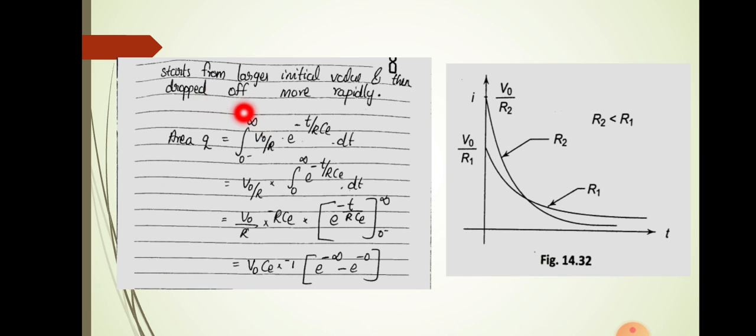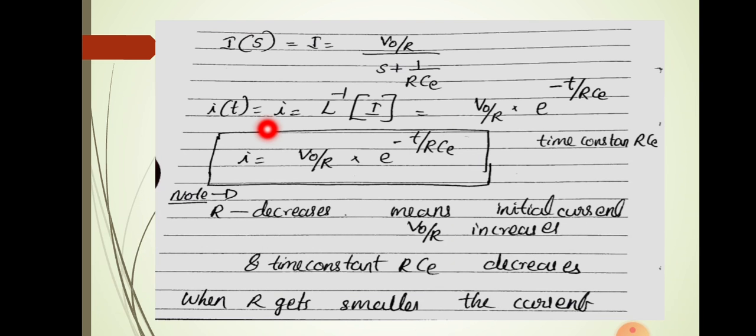Suppose we have two different values of resistance, R1 and R2, with R2 less than R1. Since R2 is less, the corresponding current I2 will be higher. Similarly, when R1 is higher, the corresponding current I1 will be lower. So the current corresponding to R2 will be in the higher position, and the current corresponding to R1 will be in the lower position. If we try to draw a graph between current and time, we have the relation for current I with respect to time. When we plot current against time with different values of R, you can see that the curve will start from the V0 by R point.